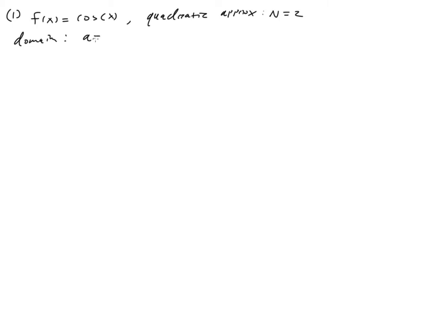So the first example we're going to start with is f of x equals cosine of x, and what we're going to look for is the quadratic approximation. So this is going to be n equals 2. Let's look at this domain: we're going to have a equal to 0, and the absolute value of x less than or equal to pi over 4. So we're looking at this domain from 0 up to pi over 4, and then of course back to negative pi over 4. I want to know what the function's doing there.